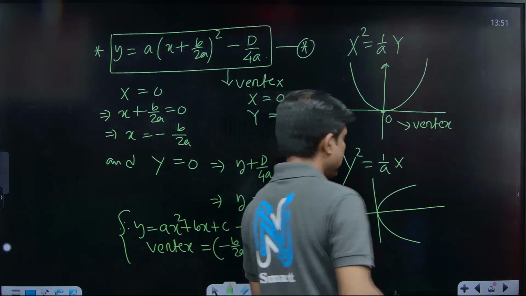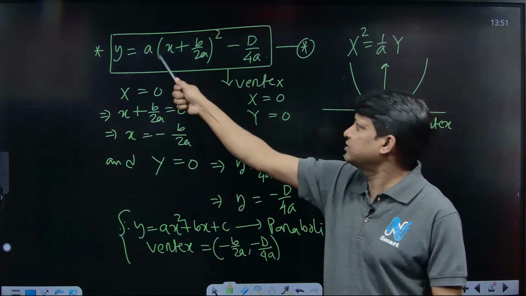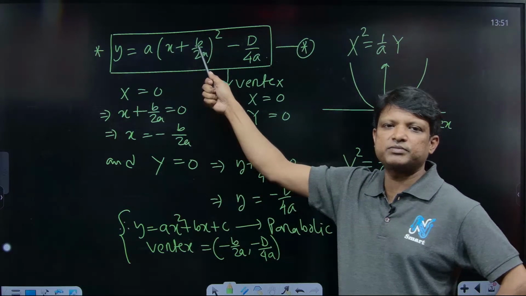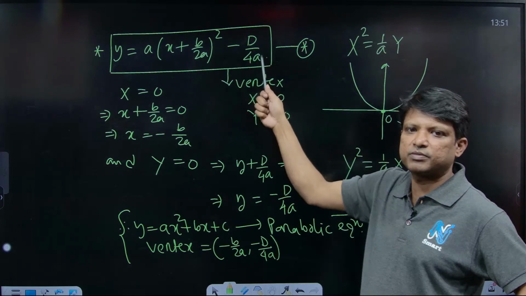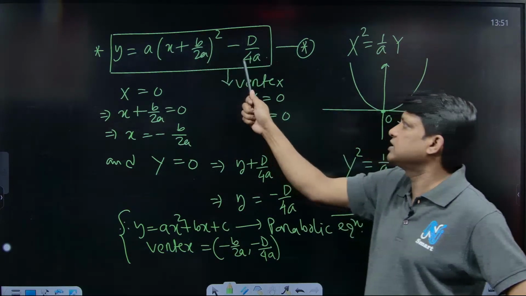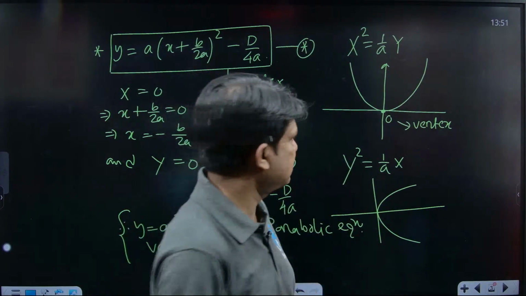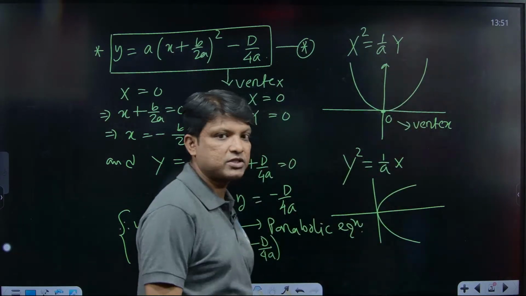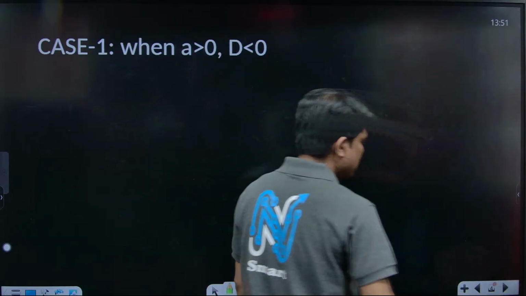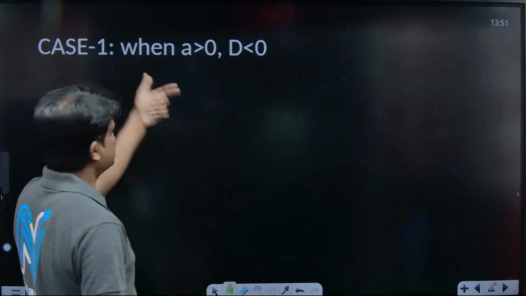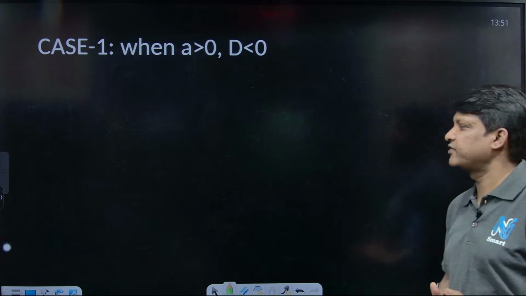Now discuss when a is positive, d negative, each and every term. Because a is positive, the square term is positive. When the discriminant is strictly negative, minus d is positive, for a positive, so positive plus positive term, that means y is strictly positive. That means the graph of the parabolic path is above the x axis, that means no real root exists. Okay. Now case 1, what is case 1? That expression when a is positive, d is negative.